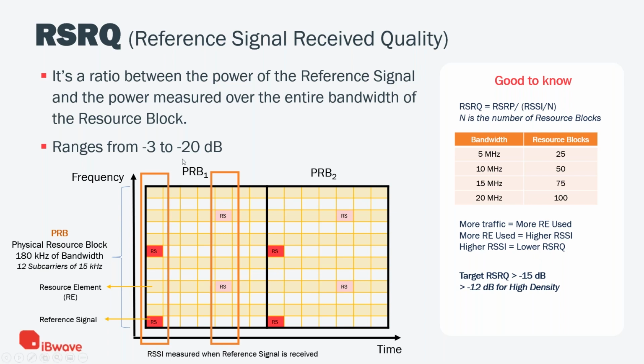So negative 3 to negative 20: negative 3 meaning only the reference signals are transmitted, negative 20 meaning it's jammed, all the resource elements are used. That's the difference. Usually RSRQ of negative 15 is the worst you would accept. But usually what we want is negative 12 or higher, especially for high density. And that's obviously planning for more traffic. So that is RSRQ, and we're going to view some examples later about real RSRQ measurement.